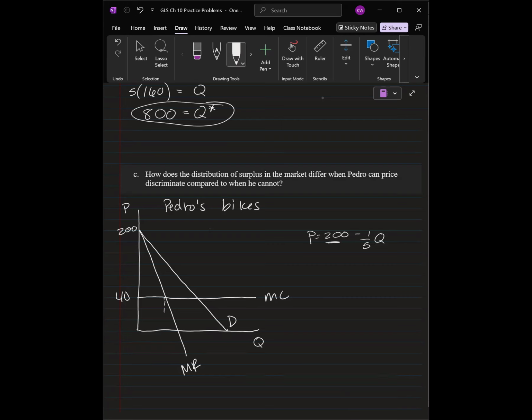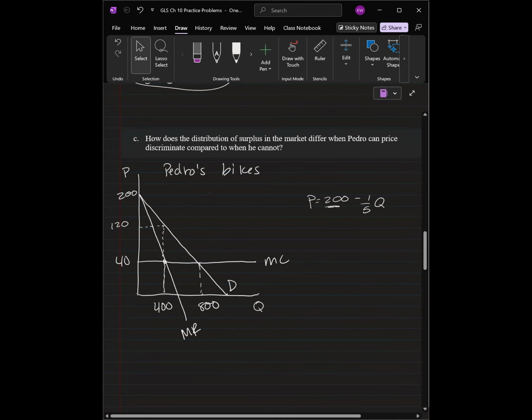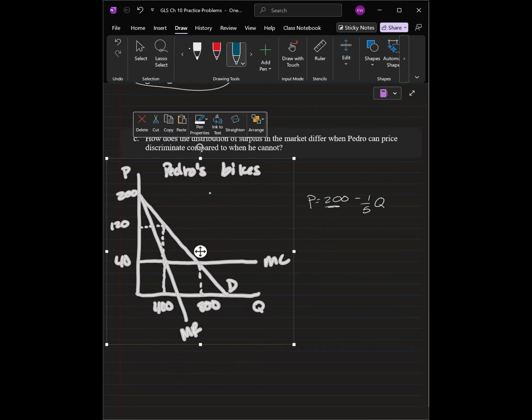Okay, we found that where marginal revenue equals marginal cost, we have a quantity of 400. And where price equals marginal cost, the quantity is 800. We know that when Pedro is operating as a single price monopolist, he charges $120. And when he is operating as a perfectly price discriminating monopoly, he charges everyone their willingness to pay. So we'll first start with Pedro as a single price monopolist and then move to him being a perfectly price discriminating monopolist.